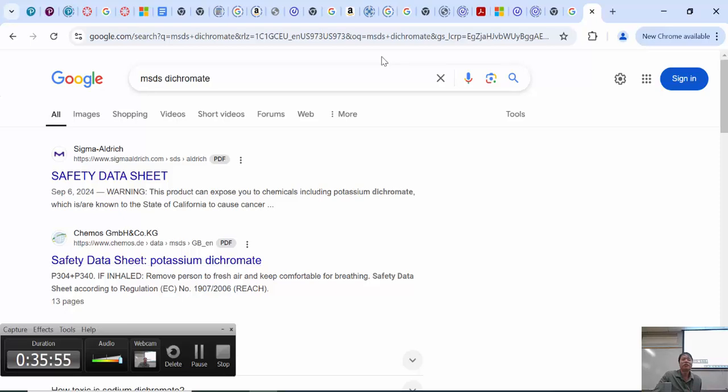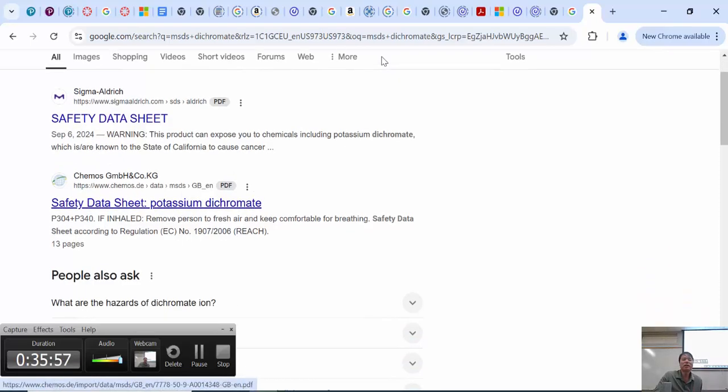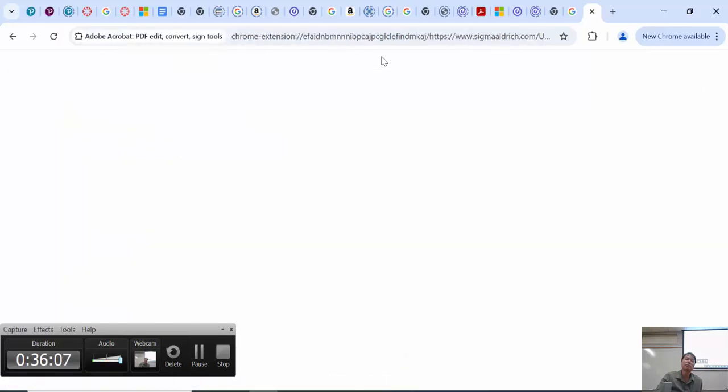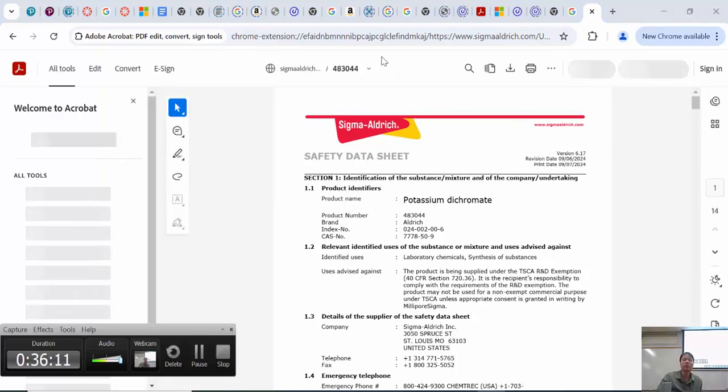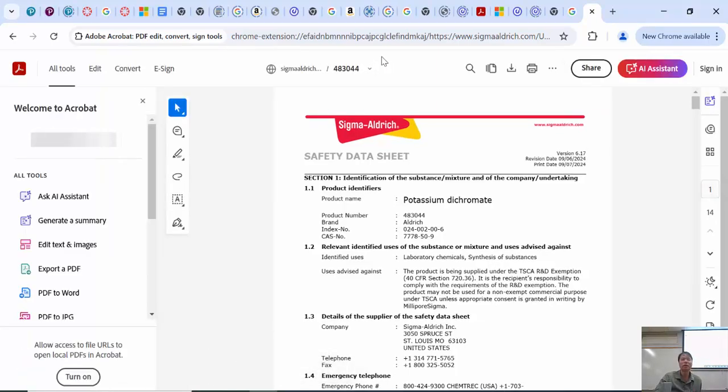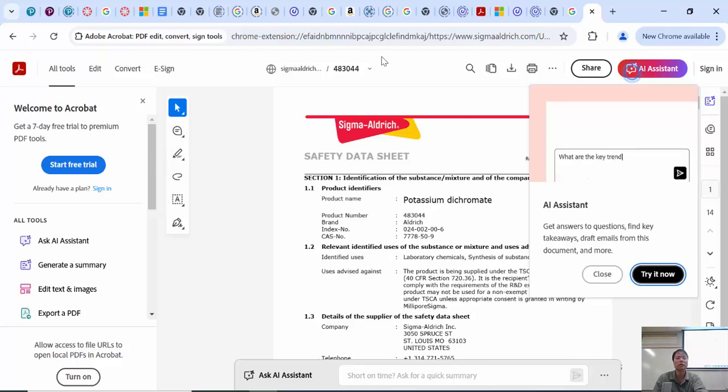It's now the SDS. I'm sure we're going to use potassium dichromate, but each chemical you buy, like say we buy that from Aldrich or some other chemical company, they're always going to give us a safety data sheet. So if you want any safety information for these chemicals, we go to the safety data sheet here, and then we can read this here.